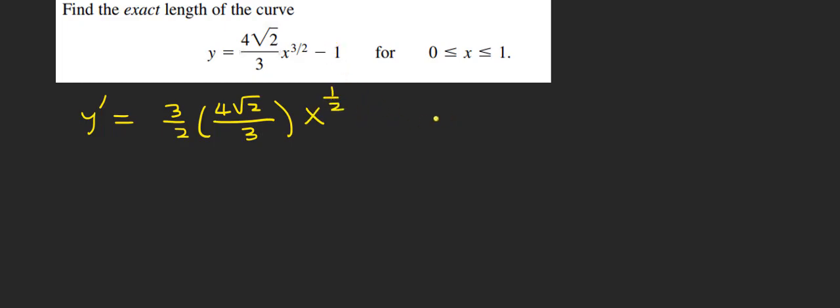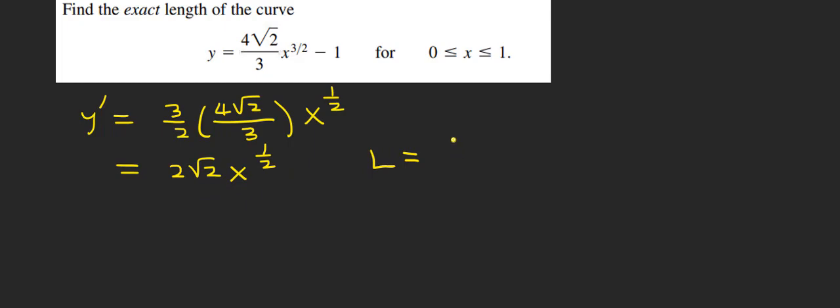some examples. Let's say you want to find the exact length of the curve of this y from 0 to 1. What you need to first do is find y prime, the first derivative. So you get 3 over 2 times 4 radical 2 over 3 x to the 1/2, and then the exponent minus 1 is 0. Let's simplify this. The 3 cancels out, so 4 over 2 is 2 radical 2 x to the 1/2. Now all we've got to do is plug it into the formula.